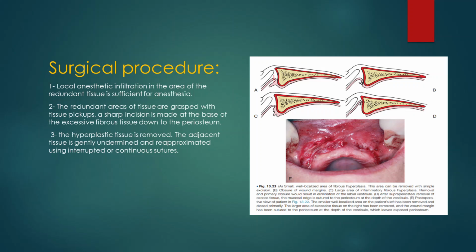The adjacent tissue is gently undermined and reapproximated using interrupted or continuous sutures, as we can see in A and B. In C, we have a large area of fibrous tissue and the wound margin should be sutured to the periosteum.